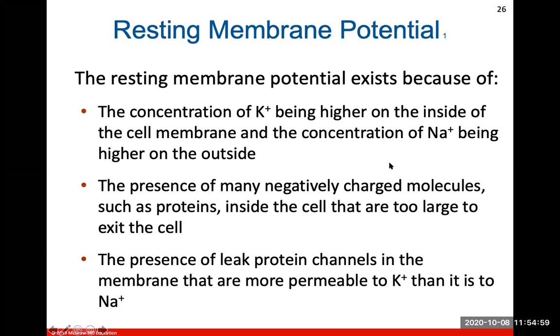How are we doing so far? Questions? We're kind of talking a lot about the anatomy of the membrane, and then we'll tie it all together and talk about how an electrical signal passes through it.